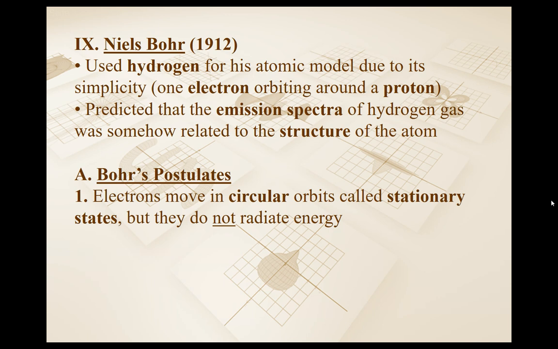Number 1. Electrons move in circular orbits that we call stationary states, but they do not radiate energy. Okay, a bunch of things about this statement. So, number 1, we're not going to refer to them as excitation states anymore. We'll call them secondary states.